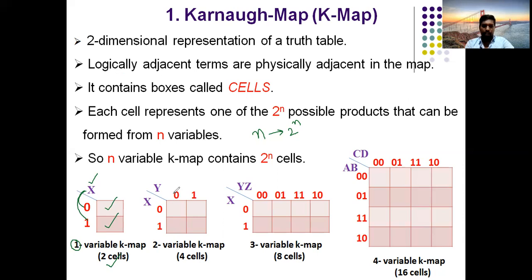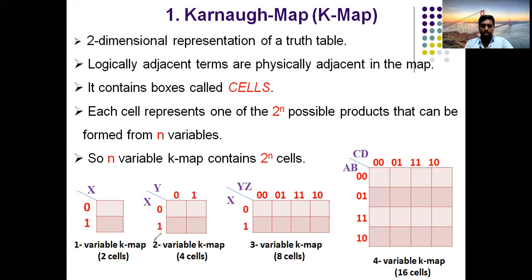Likewise, if you take 2 variables, that means small n value equal to 2, then you will have 4 cells. This is the first cell, second cell, third cell, fourth cell. Total we are having 4 small boxes. Each and every small box present in that is called a cell.